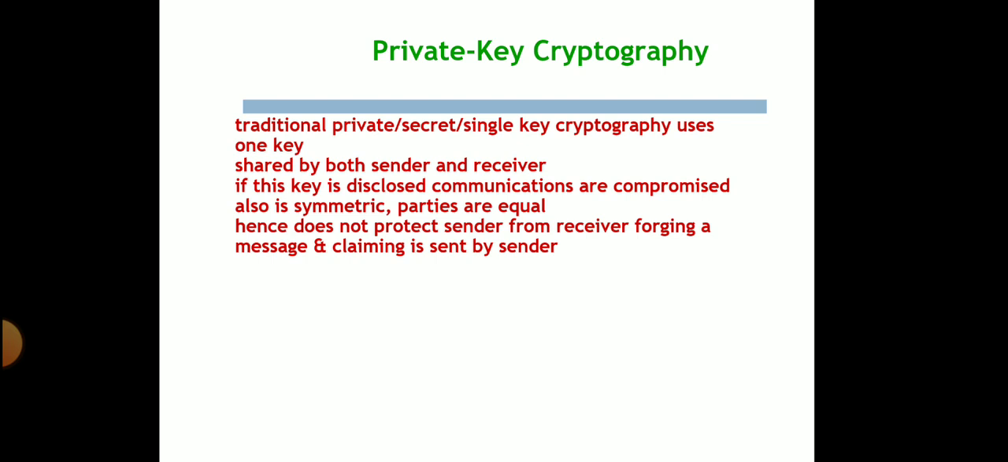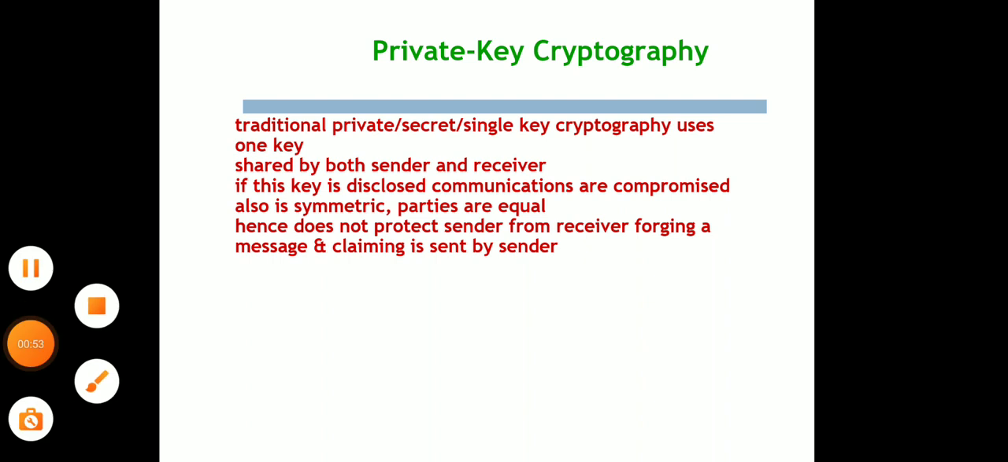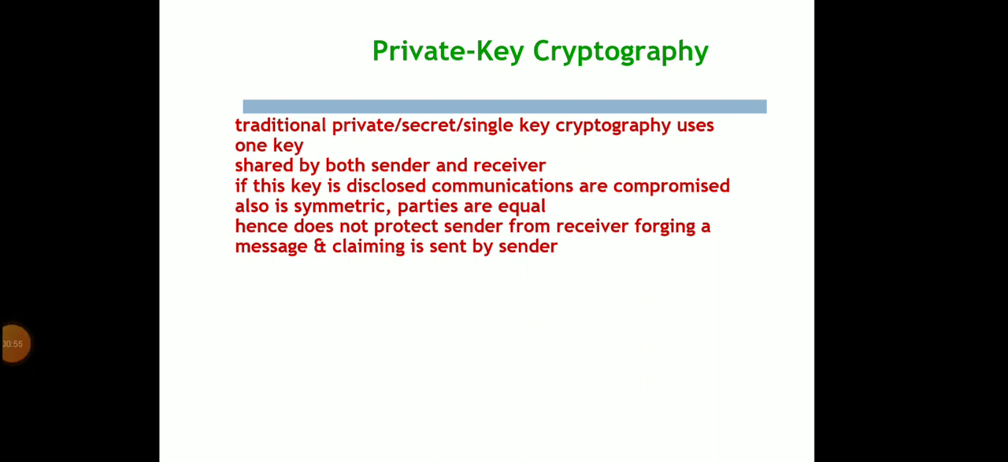So the traditional private or secret key or single key cryptography uses one key, which we call a session key. If you want to communicate between the sender and the receiver, we have to use a common key, which is a session key. After the communication is over, we are not going to use the key. This is what we call single key cryptography.